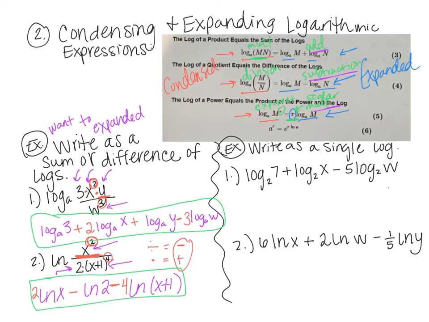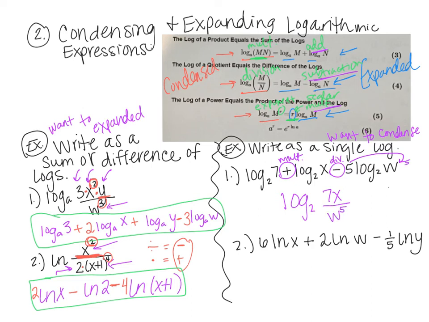Okay. Now let's look at what we would do if it was already expanded and we wanted to condense it. So now what I want to do is condense. So in my answer, I should see multiplication, division, and exponents this time. And I should only have one log. So I'm going to go ahead and write my 1 log base 2. I'm going to have a 7 that's going to get multiplied by that x. That's going to get divided by that w to the 5th.